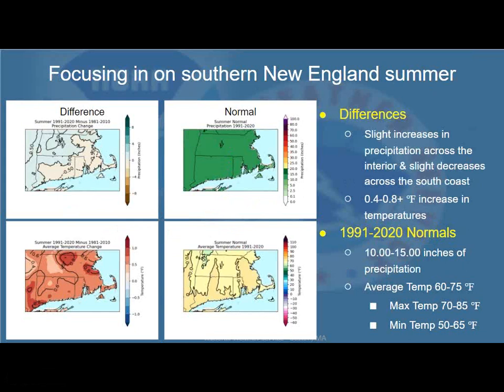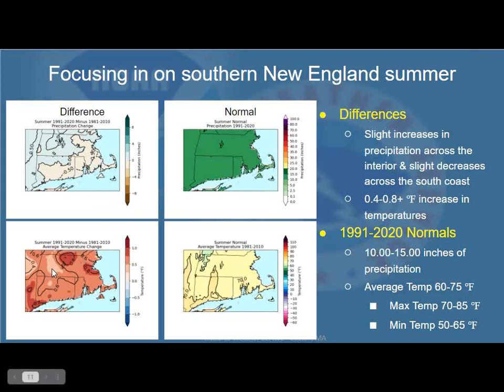So when it comes to summer, again, there are slight increases in precipitation across the interior, but when you go to the south coast, there are slight decreases in precipitation. Because of the color scale it doesn't show up super well, but it looks like around a half inch of difference across the interior, and roughly a half inch along the south coast. As for temperatures, there's been a 0.4 to 0.8 of a degree Fahrenheit increase.